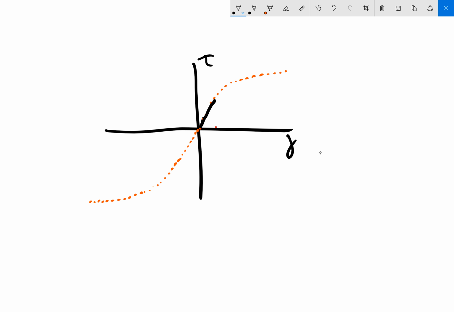So I'm going to load it up, and wherever I stop, it's going to be right on the backbone curve. And if I go the other way, wherever I stop, it's going to be right on the backbone curve.